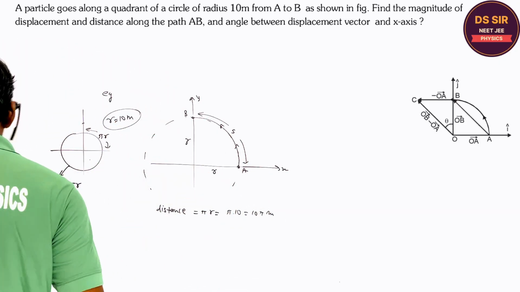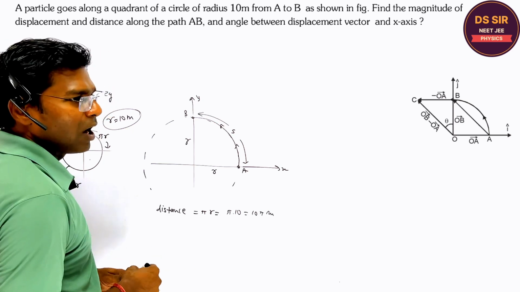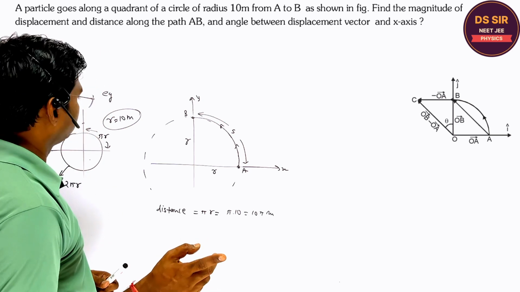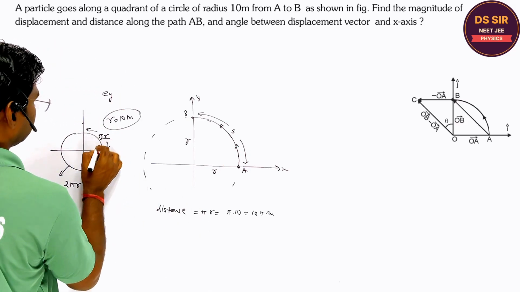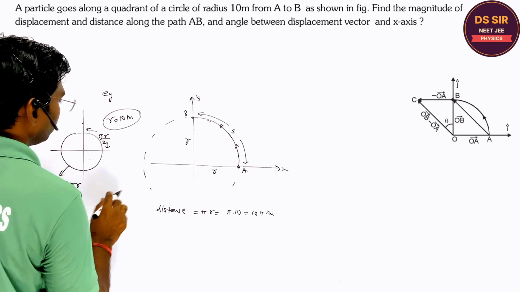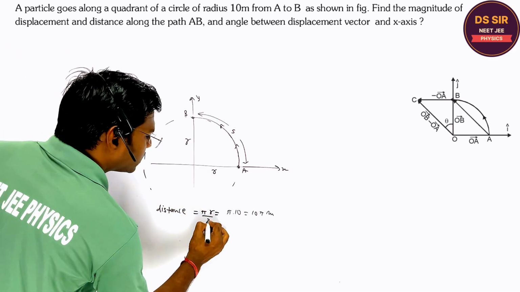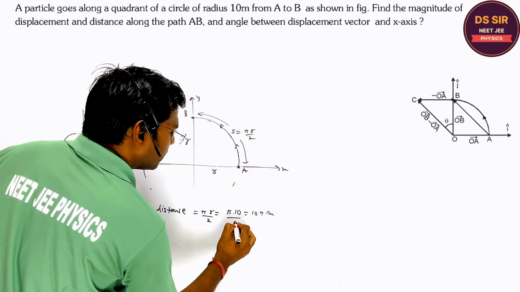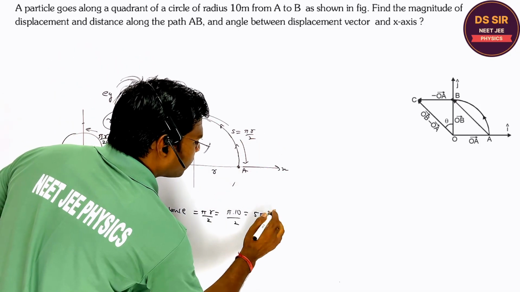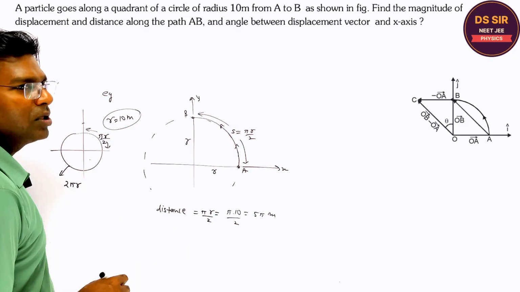This is the first thing. Is it clear? Yes, this is 2 pi r by 2, right? This is the 2 pi r, this is the pi r, and pi r by 2 is the quarter circle. Is it clear or not, you tell? This is the 5 pi meter. Fine now. And what about the displacement?